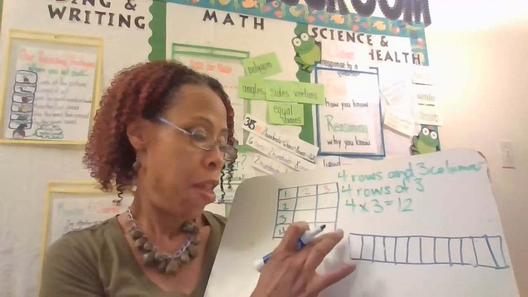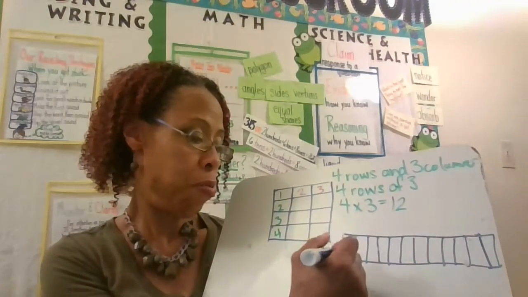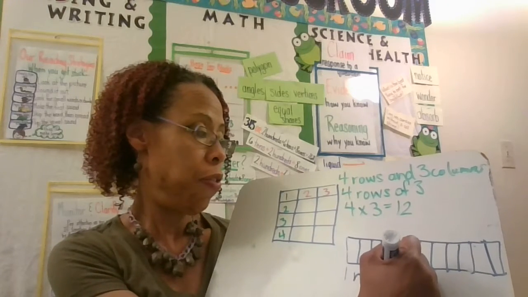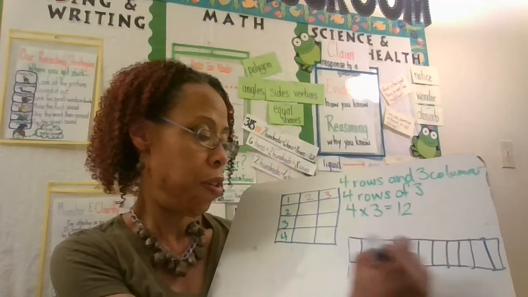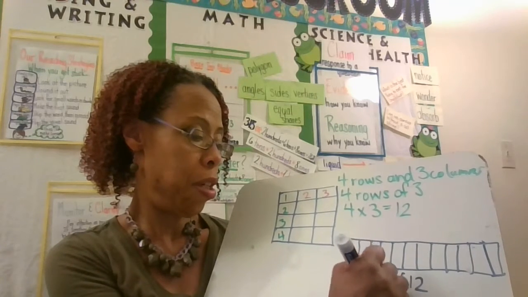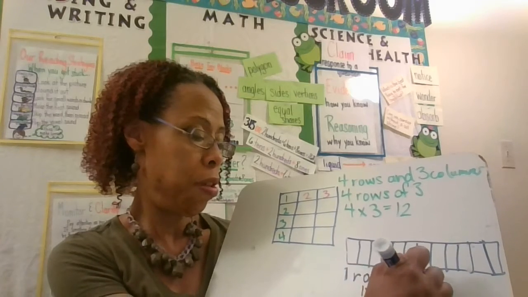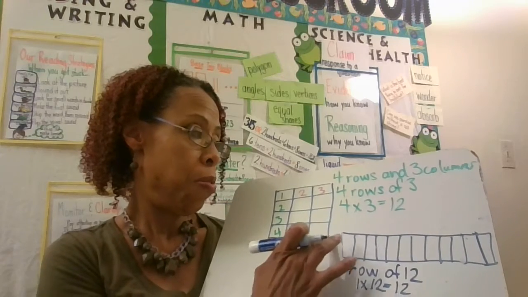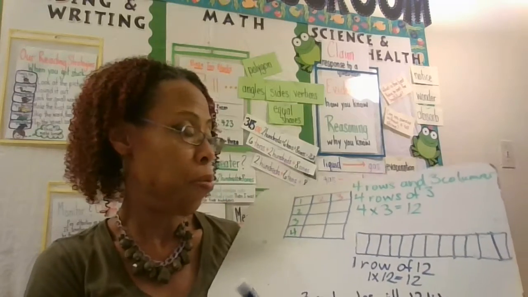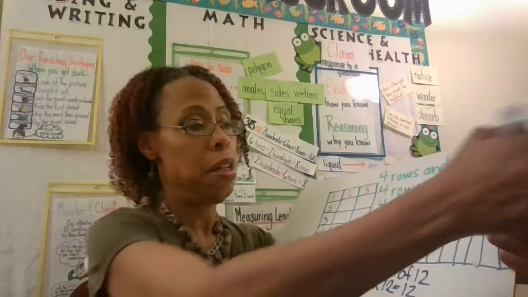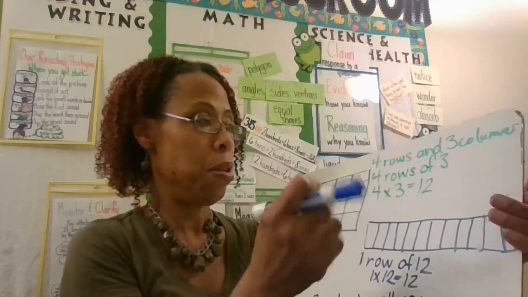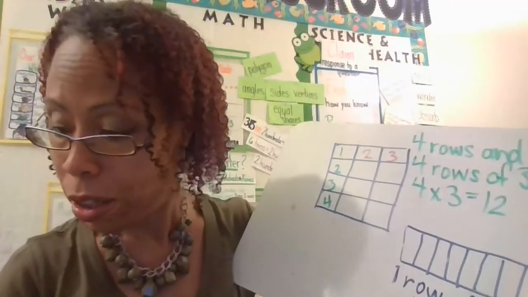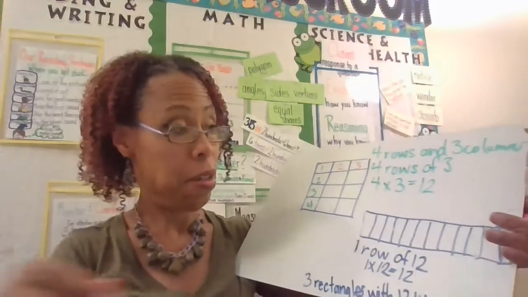So how many rows are there? There's 1 row. 1 row of 12, which is the same thing as 1 times 12 equals 12. So in each case, we have 12 tiles. This is also one row of 12. Well, actually, these are individual columns here. All right, then lastly, let's try one more.